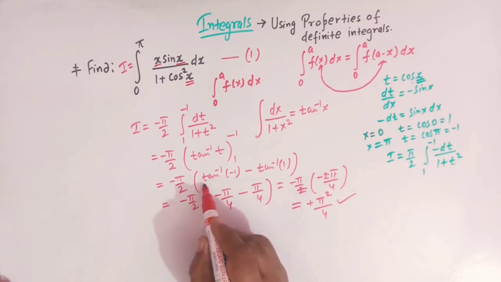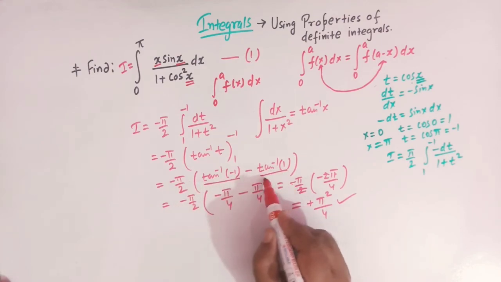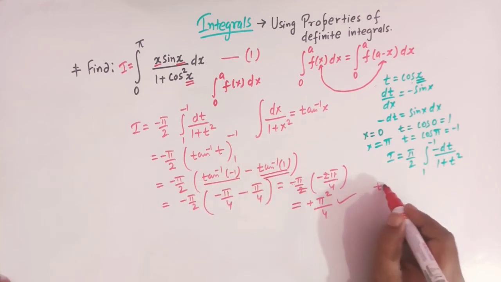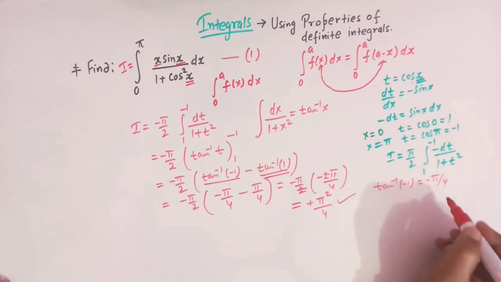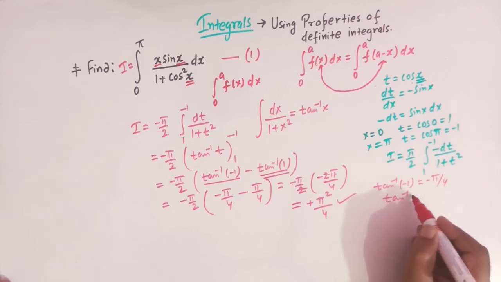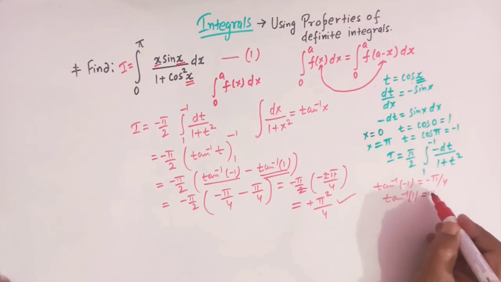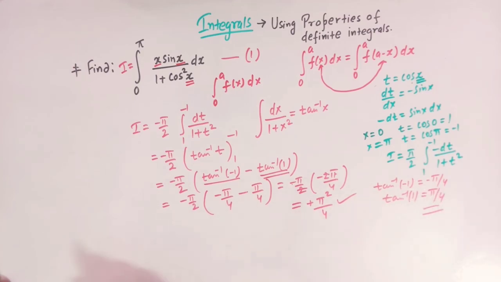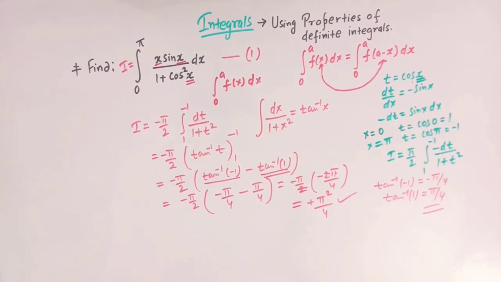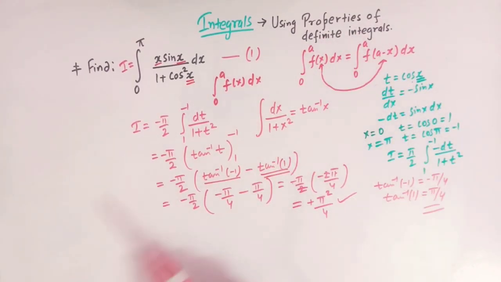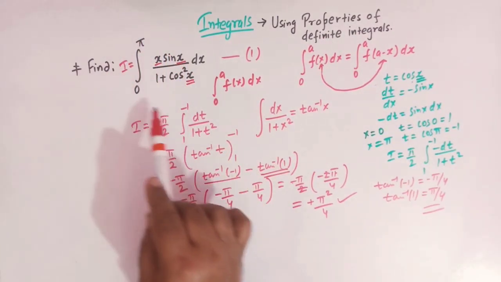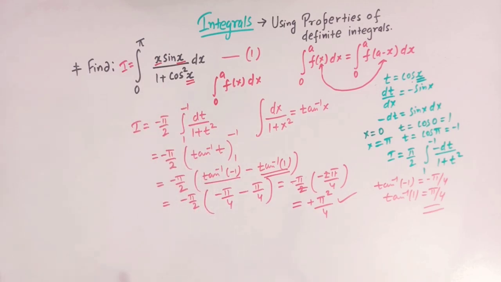Here we can observe that the value of tan inverse of minus 1 is minus pi by 4, and tan inverse 1 is pi over 4, right? So the value of this integral is pi square divided by 4. So this is how, by making use of this property of definite integrals, we can solve these types of important integrals.